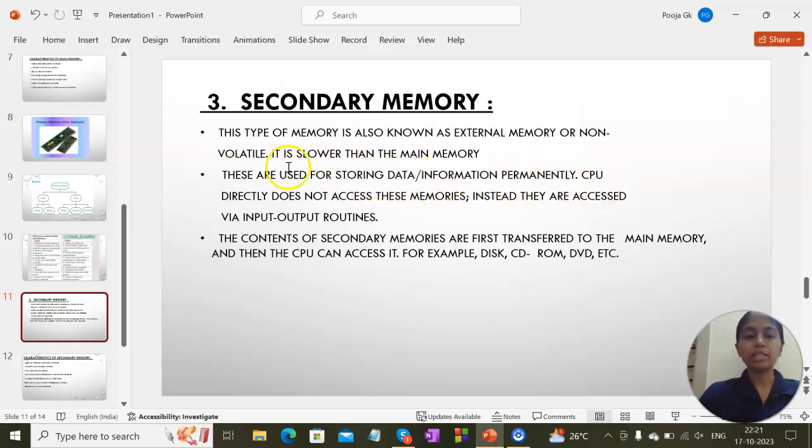The CPU does not directly access these memories. Instead they are accessed via input routines, and the contents are first transferred to the main memory, and then the CPU can access them. For example, disk, CD-ROM, DVD, etc.